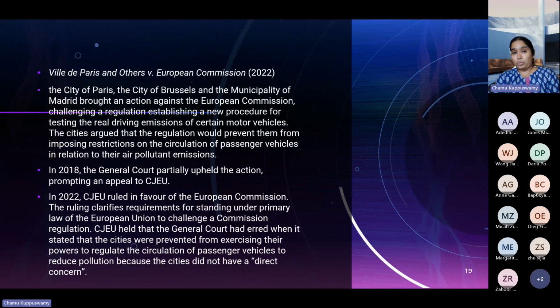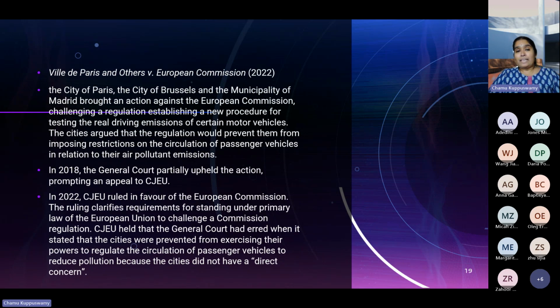So it went through two courts. The General Court, first in 2018, partially upheld that action. Now, there was an appeal from this, which went on to the Court of Justice of the European Union. So in 2022, the CJEU ruled in favor of the European Commission. Why? Because according to how the law is laid out, the cities do not have a direct concern in this matter. So again, questioning the standing of the city to lay this out. If it may have come from the European Union, perhaps the verdict may have been different.